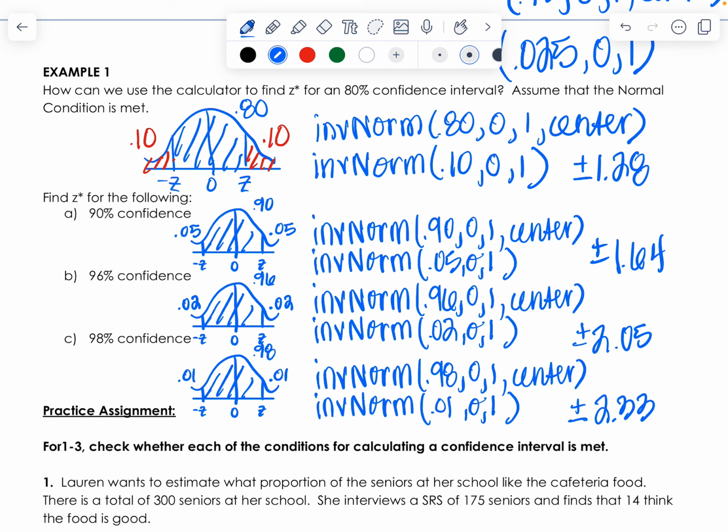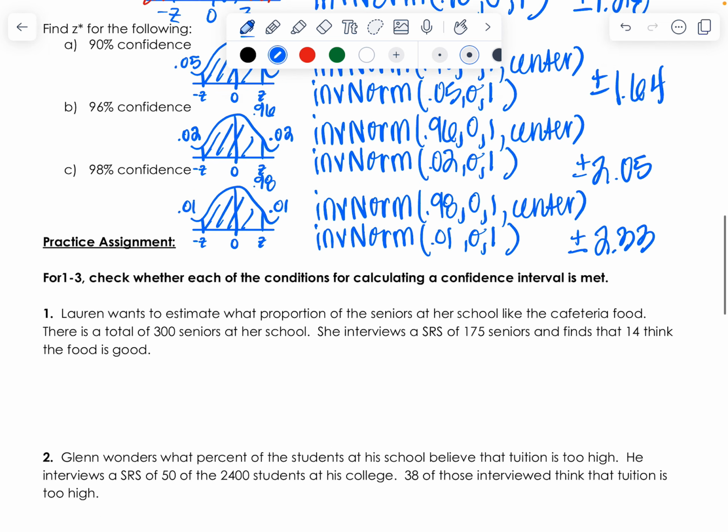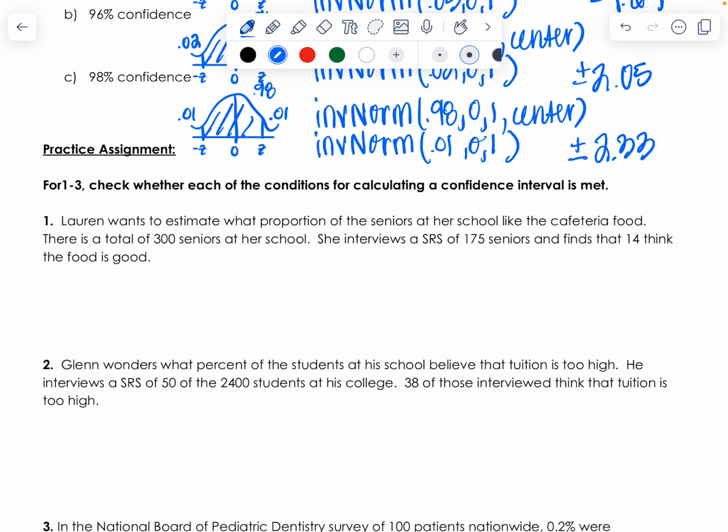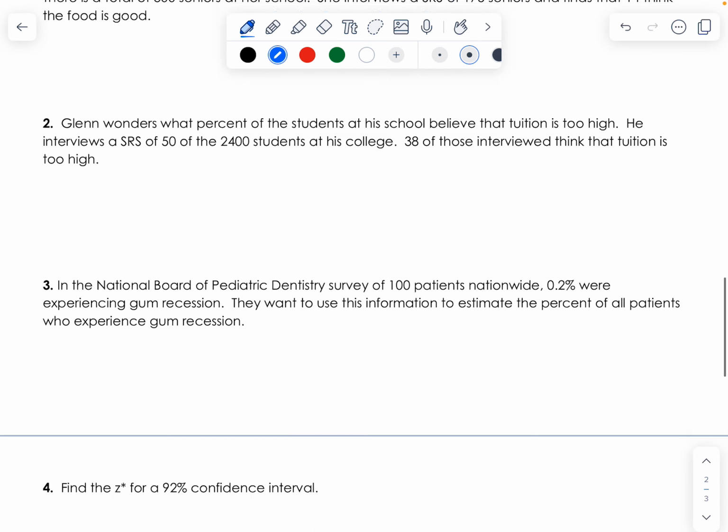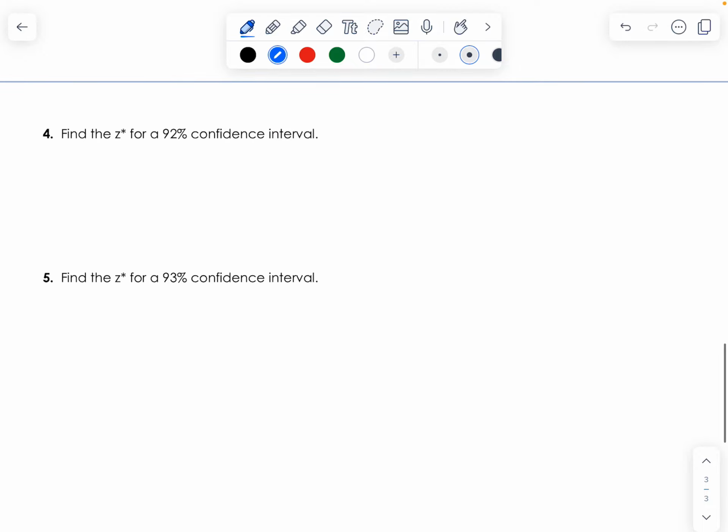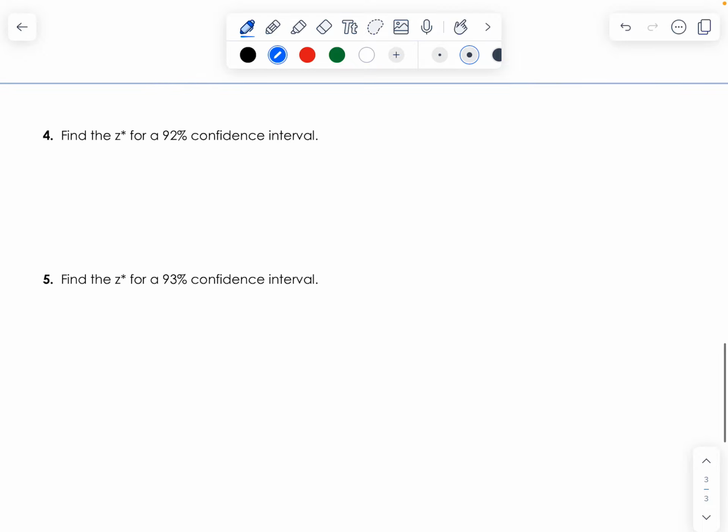Okay, so that brings us to our practice assignment for today. You are going to check your conditions, so the random, normal, and independent conditions. And then you're going to find some z-scores, some critical values. Okay, we'll talk to you tomorrow.